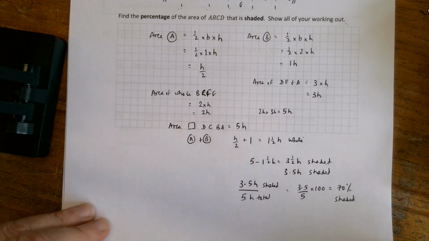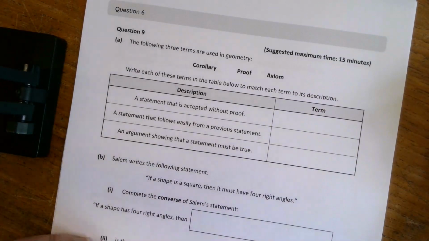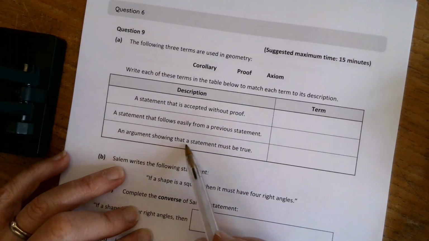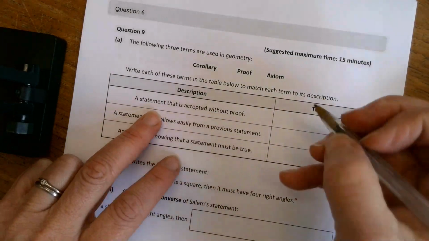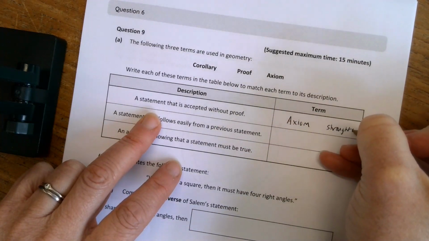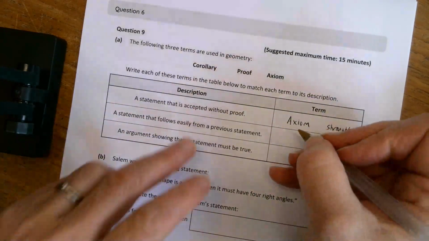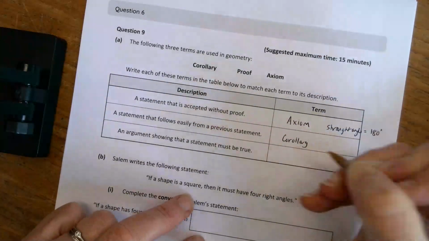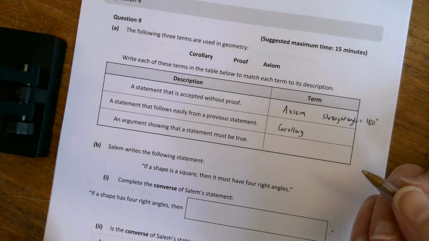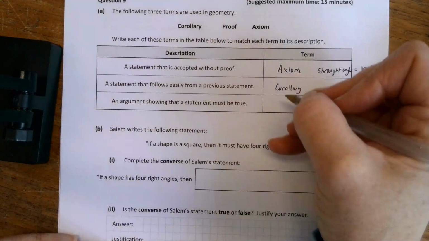Yeah, okay, let's keep going. So the following three terms are used in geometry, so you do need to know that terminology. A statement that follows easily from a previous statement, a statement that is accepted without proof, and an argument showing that a statement must be true. So a statement that is accepted without proof is an axiom. For example, a straight angle is 180 degrees. That's an axiom. A statement that follows easily from a previous statement would be a corollary. So if this is true, then this must be true. If this is an isosceles triangle with two equal sides, then that means that it's got two equal angles as well at the base. An argument showing that a statement must be true is a proof.